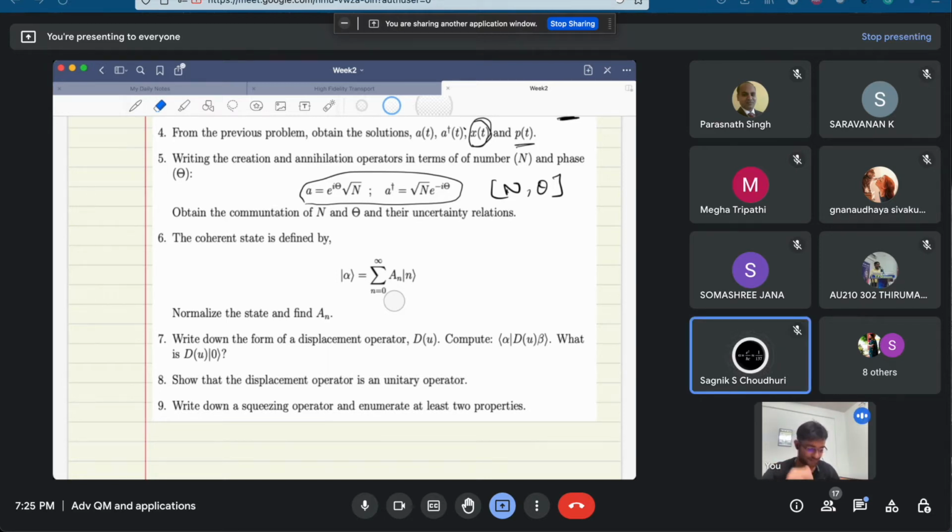Okay. Thanks. So, yep. Now coming on to the sixth question that we have here, which is to find out the normalization of the coherent state alpha. Okay.